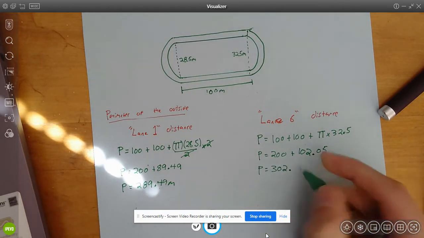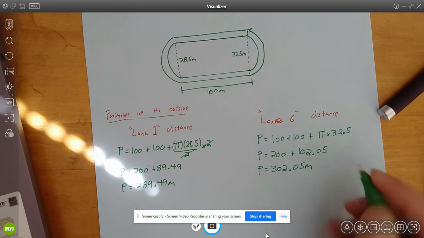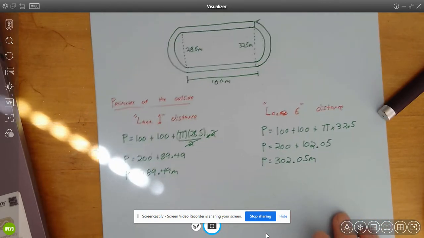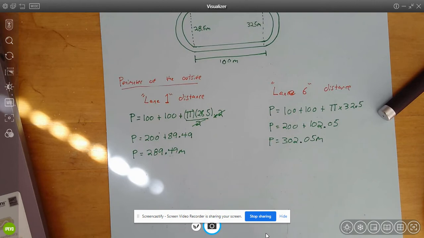I'm actually running quite a bit more. I'm running around 12 and a half more meters each lap of the track. So that could make a difference, especially in a longer race. So that's why we should always hug the rail of a track.